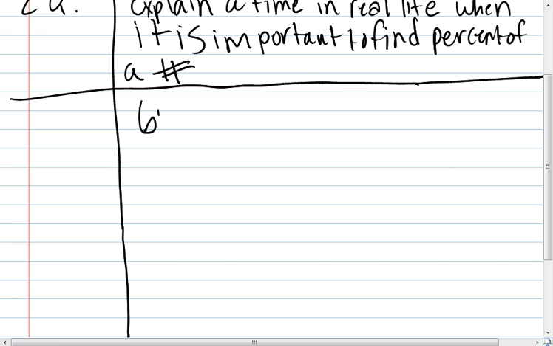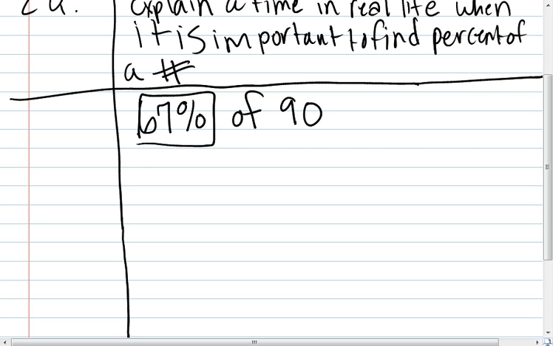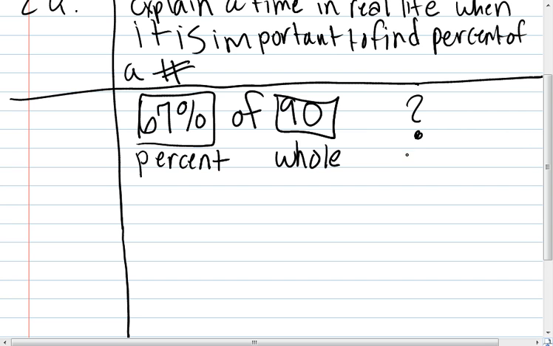First example is going to be 67% of 90. And there's a formula that you want to remember to find 67% of 90. What you want to think of here is that the 67 is the percent and 90 is the whole. So the missing information, or the variable, is the part.